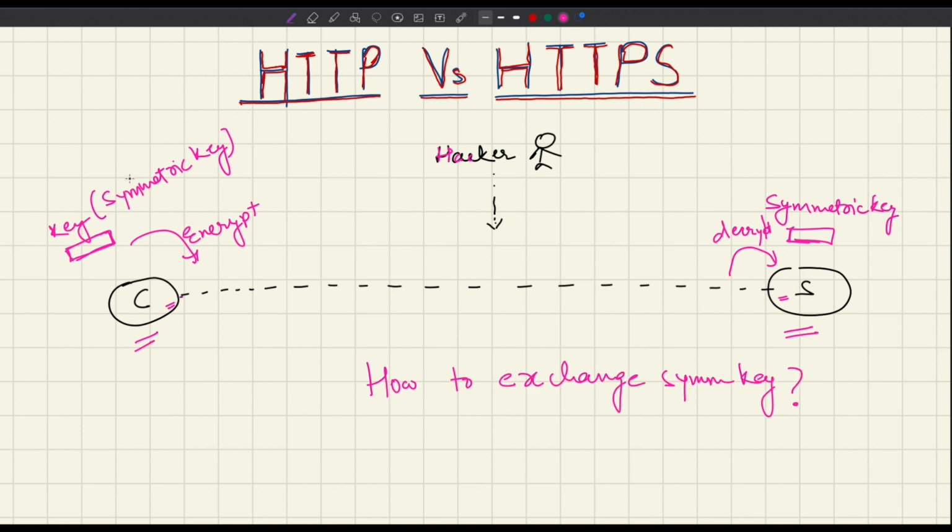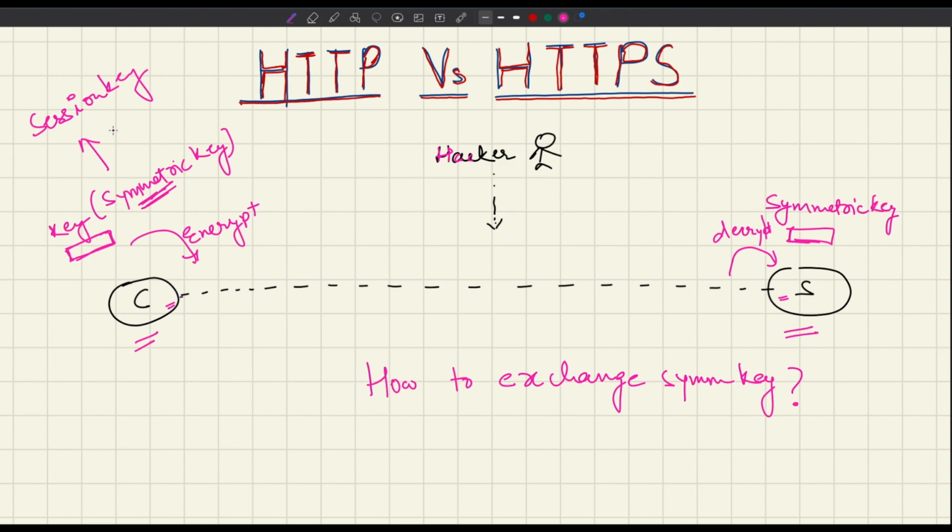That's the question. Another important point to note here is that this particular symmetric key is also sometimes called a session key, which means this symmetric key will be valid only for that session. And once that session is over, this symmetric key will be of no use.